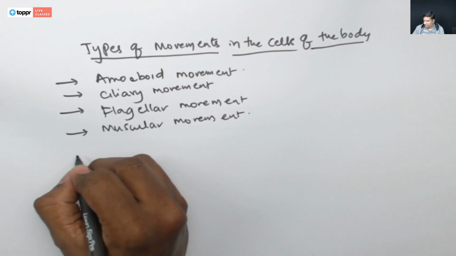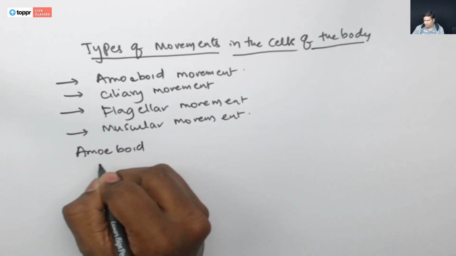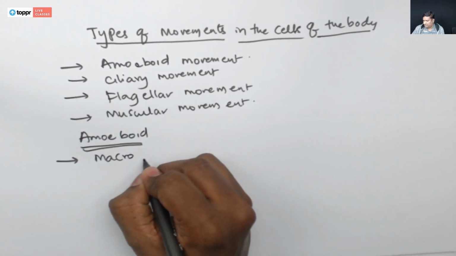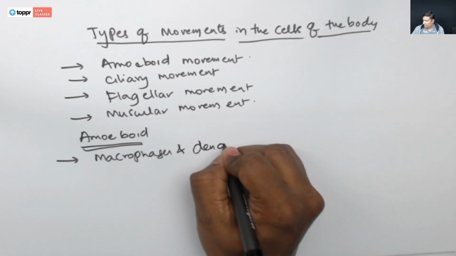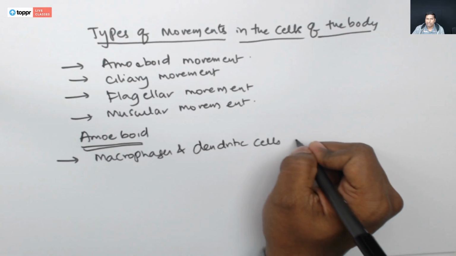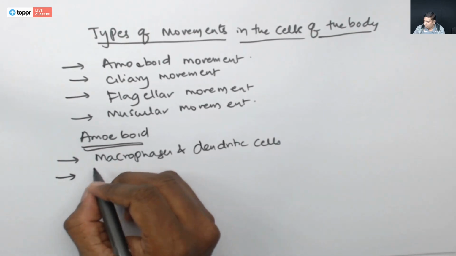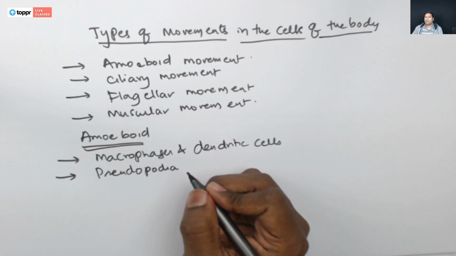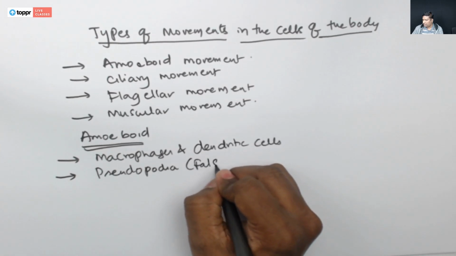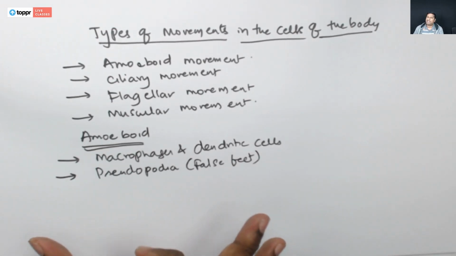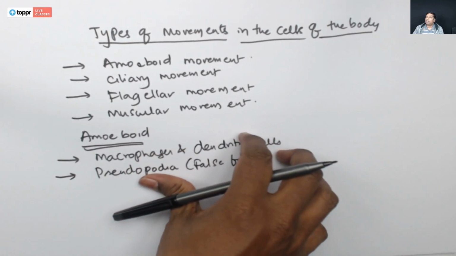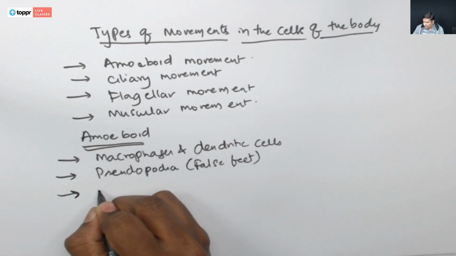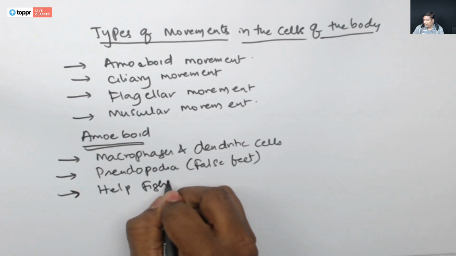Now, if you look at the amoeboid movement, it can be seen in phagocytic cells like macrophages and dendritic cells. These cells actually show the amoeboid movement, where you will see the formation of pseudopodia, the same kind of pseudopodia that you see in amoeba. Pseudopodia are nothing but false feet, and the cells move from one location to another with the help of the false feet. This helps the macrophages and the dendritic cells because these are the cells which help fight infection.